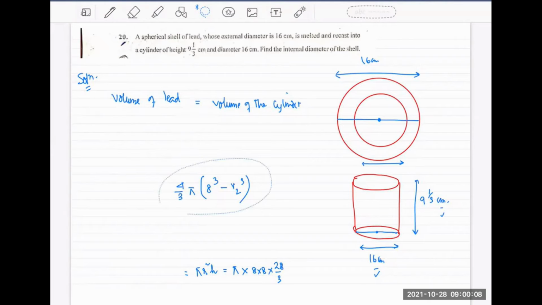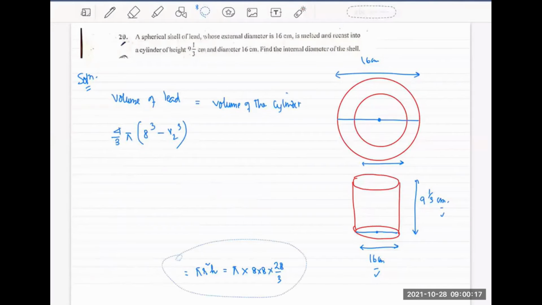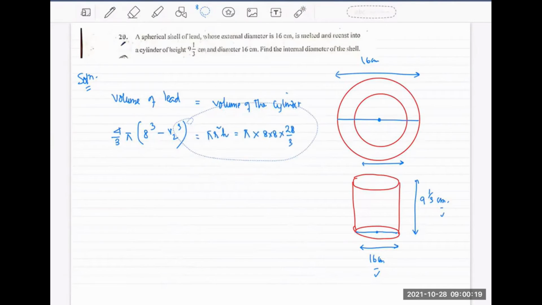So volume of lid is this portion right here, volume of lid. And volume of the cylinder is how much? Volume of the cylinder is right here. We can rub off the formula, pi r square H is no more needed.